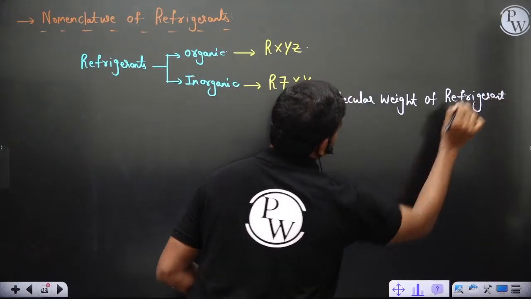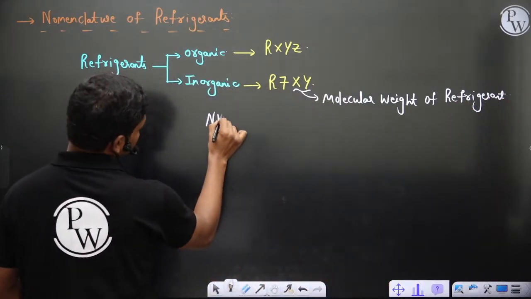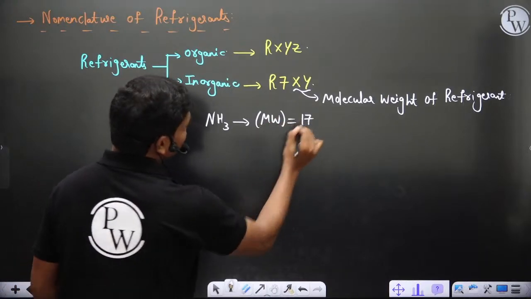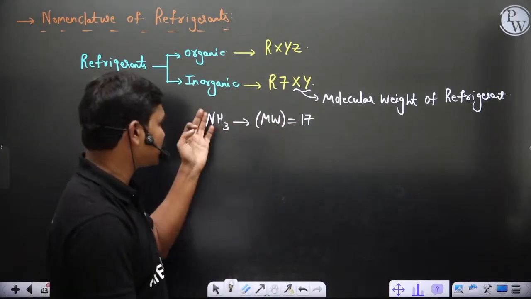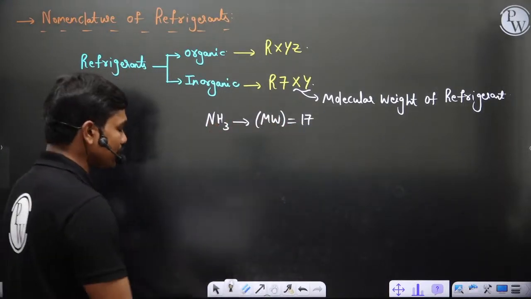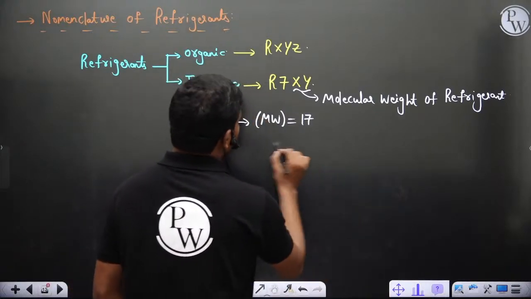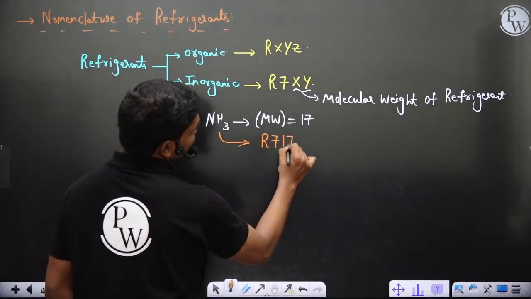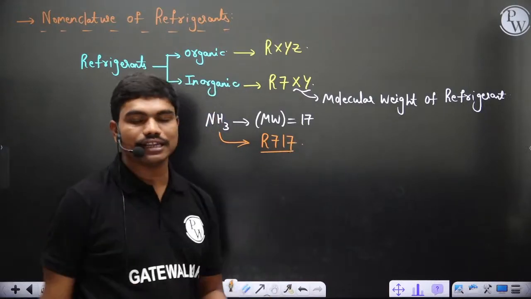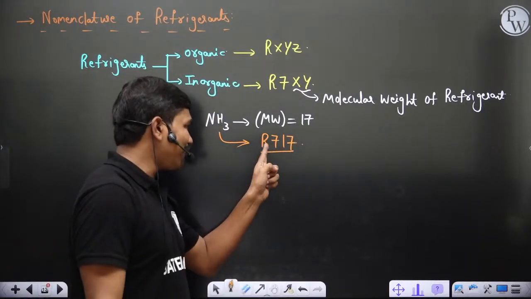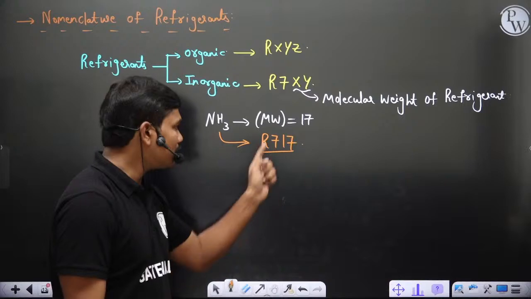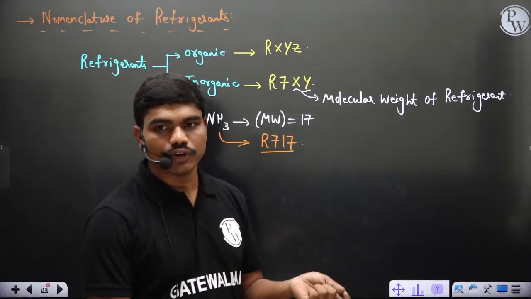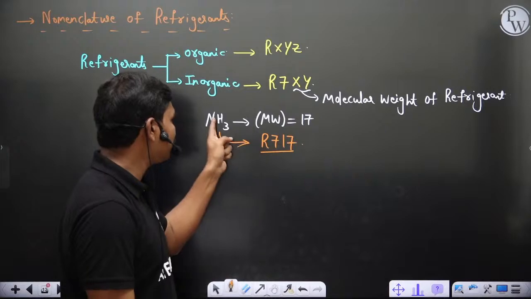For example, if you take ammonia, NH3, it has a molecular weight of 17, because nitrogen is 14 and hydrogen is 3 hydrogens, so 14 plus 3 is 17. So ammonia, which is used as a refrigerant, is normally denoted as R717. If someplace you see R717, the first digit 7 after R denotes it's an inorganic refrigerant, and 17 molecular weight corresponds to ammonia. That's how you identify it. This is the symbol for ammonia.